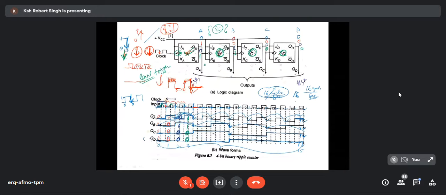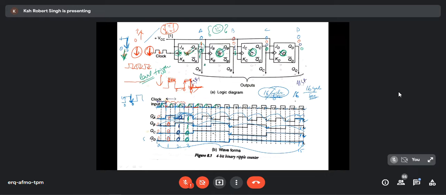Yes, sir. What is the problem with positive edge? Positive edge means I will take it in a positive way. Same theory, same concept applies. Instead of a 0 to 1 transition activating it, now we are talking about a 1 to 0 transition, and it will get active.